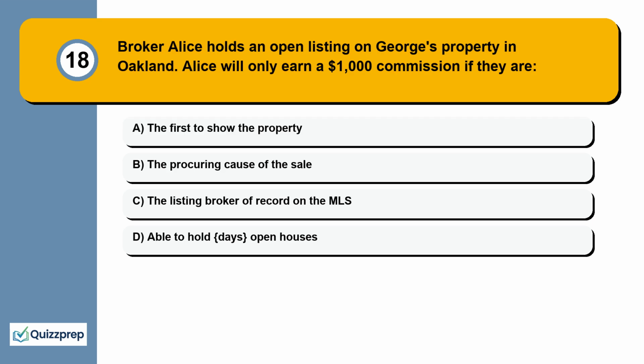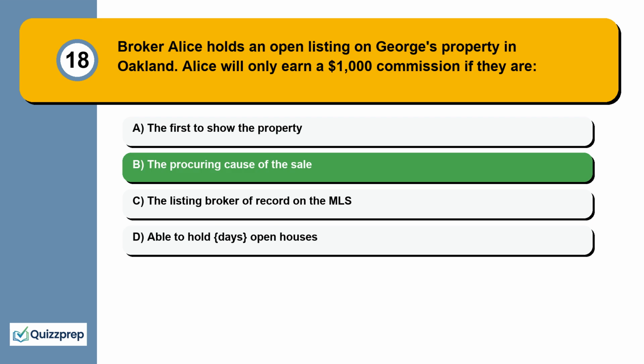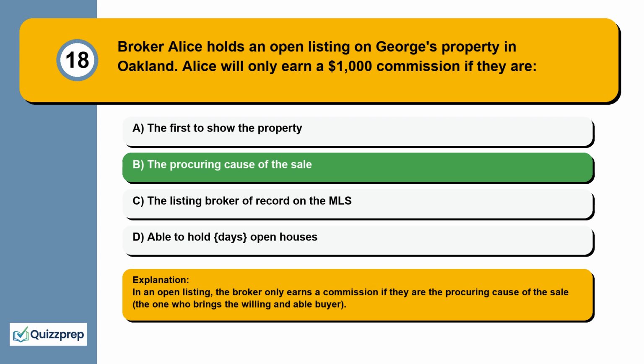Question 18. Broker Alice holds an open listing on George's property in Oakland. Alice will only earn a $1,000 commission if they are the first to show the property, the procuring cause of the sale, the listing broker of record on the MLS, able to hold open houses. In an open listing, the broker only earns a commission if they are the procuring cause of the sale, the one who brings the willing and able buyer.